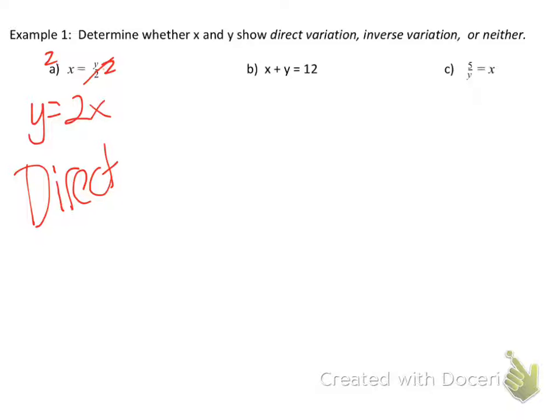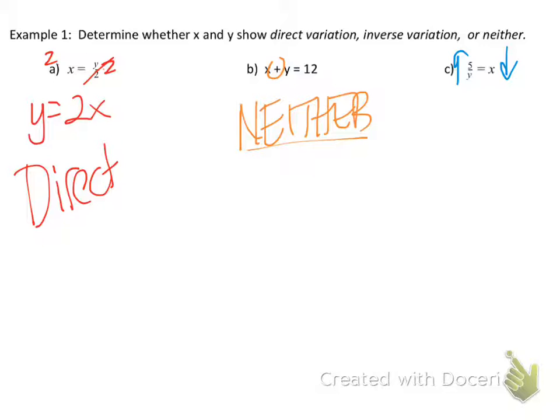In this second example, well, there's addition, so it shows neither direct nor inverse variation. And in the third example, if we look at this, as y goes up, x would go down. So as one variable goes up, the other goes down, which means it shows inverse variation.